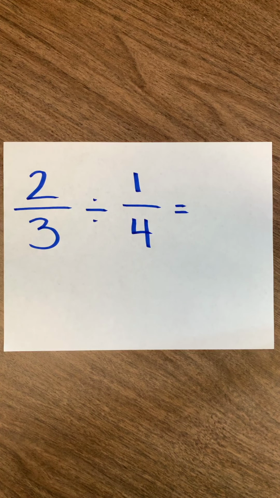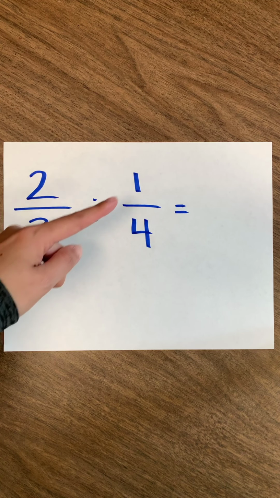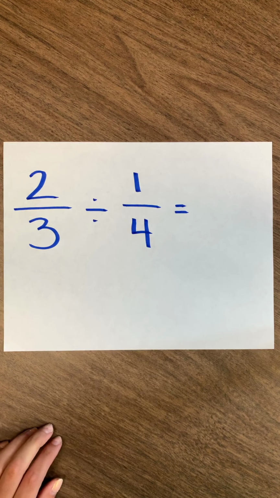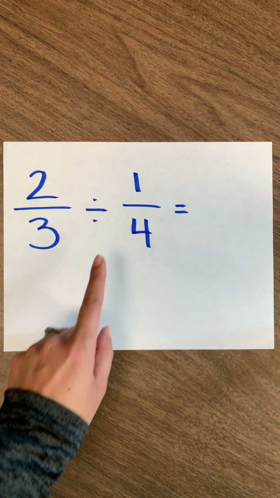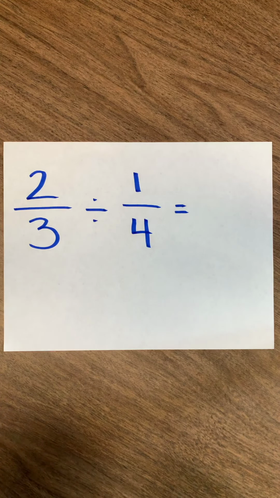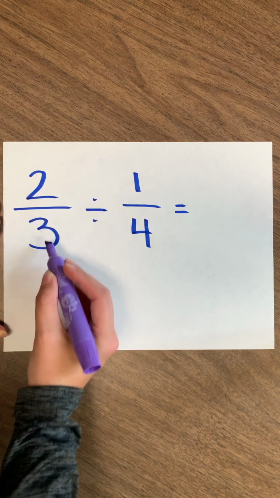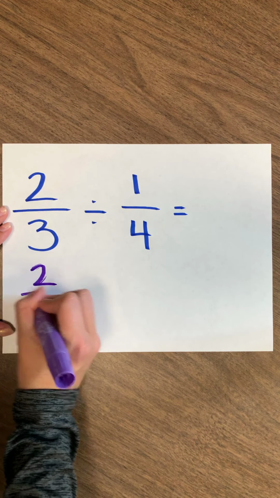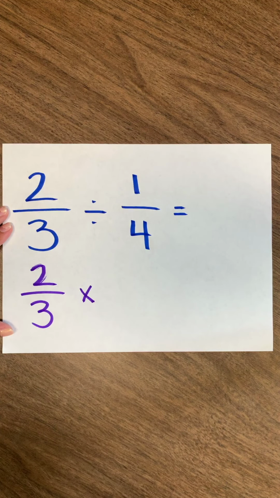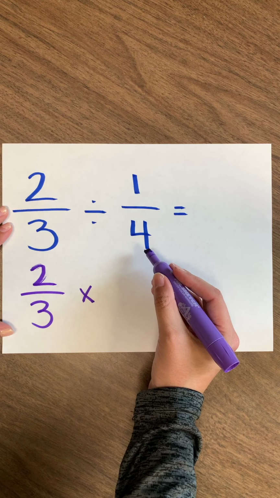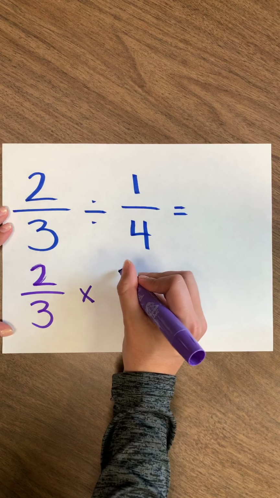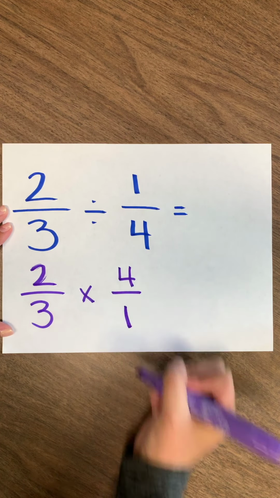So here we have the fraction 2/3 being divided by 1/4. The trick with dividing a fraction by another fraction is to change it to a multiplication problem by changing the second fraction to its reciprocal. So let's get started. 2/3 is going to stay the same. You always leave the first fraction alone. Instead of division, though, it's going to be multiplication. And we are going to multiply it by its reciprocal. So not 1/4, but we'll flip the numerator and the denominator. So it's going to become 4/1.